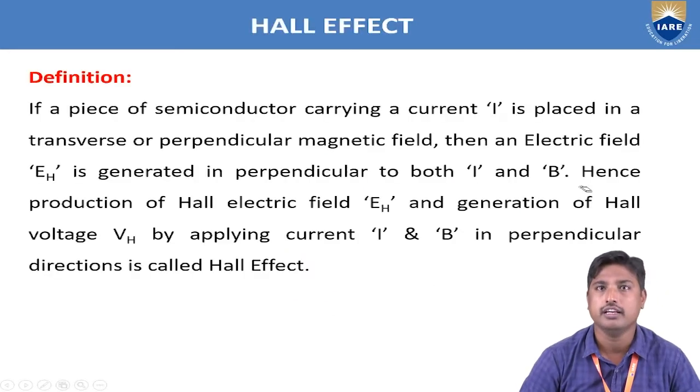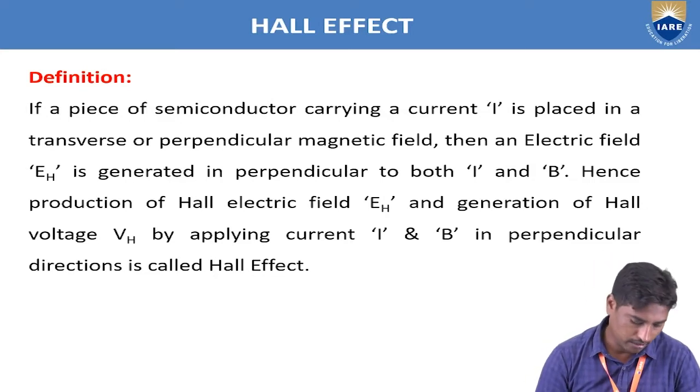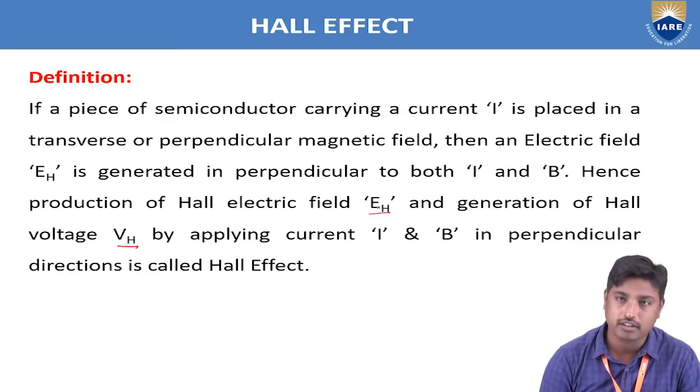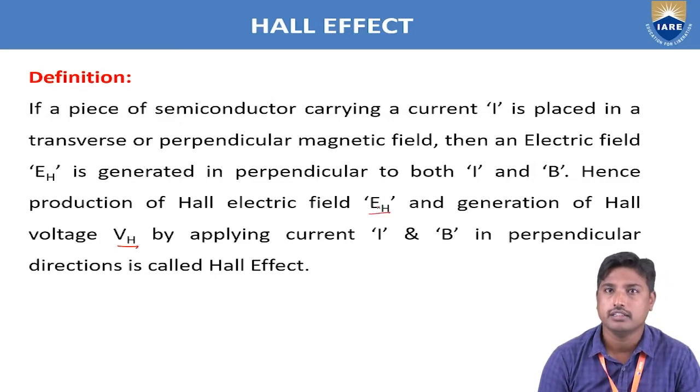Coming to the definition again: if a piece of semiconductor carrying a current I is placed in a transverse magnetic field, then an electric field is generated perpendicular to both magnetic field and current. Hence, the generation of Hall voltage inside the material is called the Hall effect. Usually, we represent VH as the Hall voltage, and EH as the electric field generated inside the material.